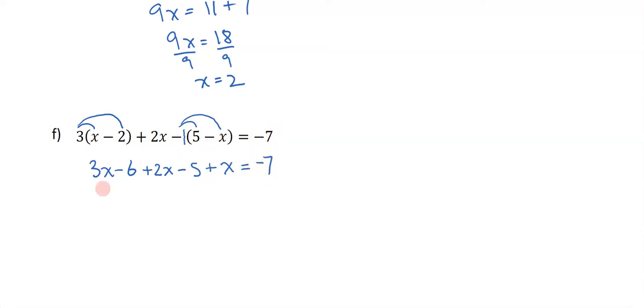Now we collect like terms. All of our x's first. Always collect x's before constants. 3x plus 2x is 5x. 5x plus 1x is 6x. Now I'm going to collect my constants. Negative 6 and negative 5.